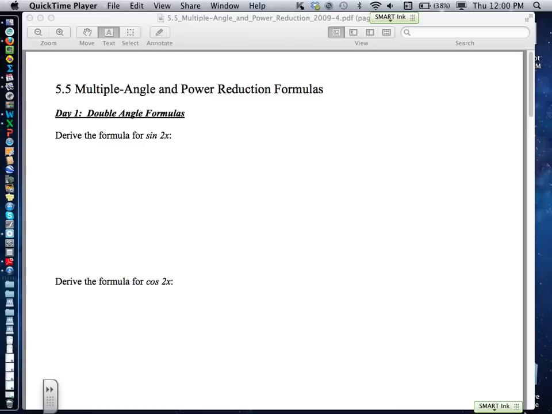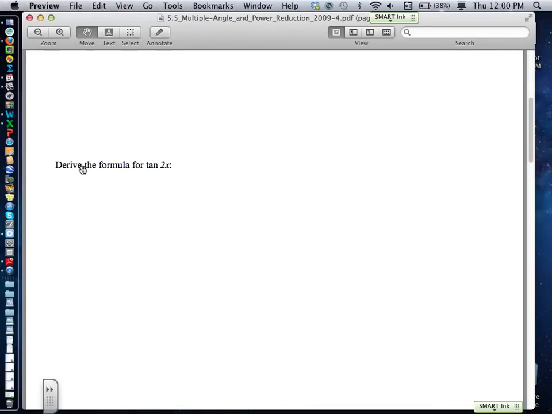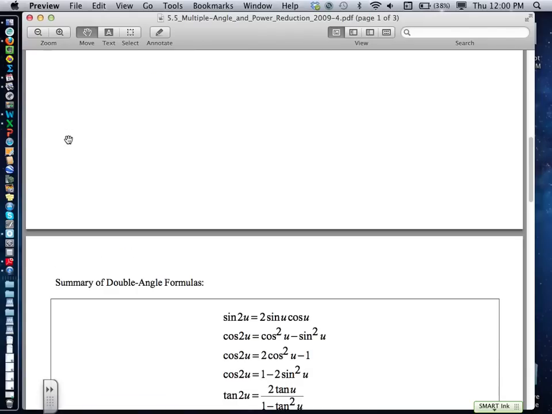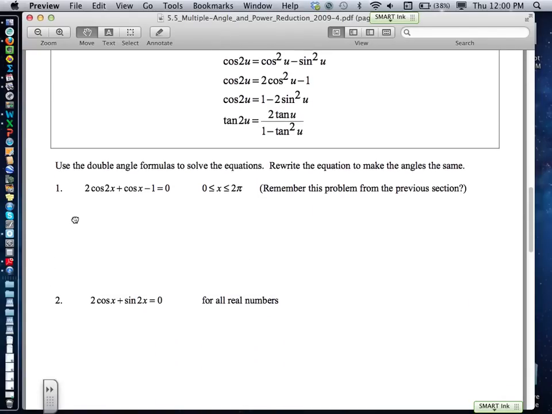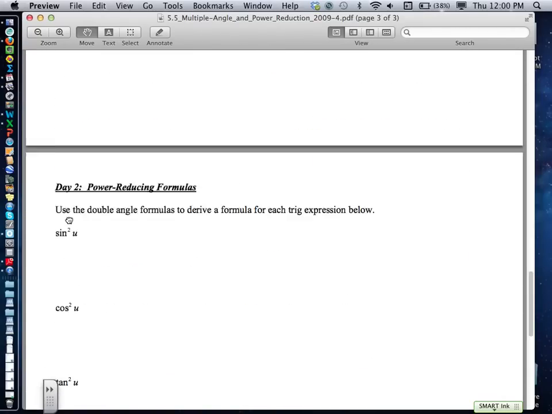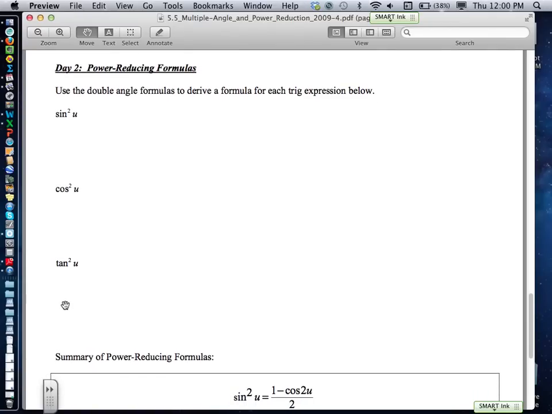Okay, so today's lesson is on power reduction formulas. So let me scoot to there. Yeah, this we already did. That we already did. So here we are, power reducing formulas.